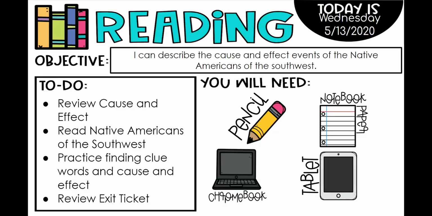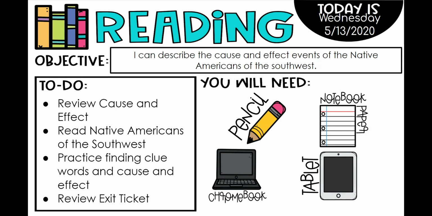So here we go. Let's get started with today's reading lesson. Today's reading objective is to be able to describe the cause and effect events of the Native Americans of the Southwest. So as you watch this video, you will need a piece of paper and a pencil to take notes on the different events as I read aloud. If you don't have those things, go ahead and pause the video now, go get them, and come back when you are ready. You'll also need a Chromebook or a tablet to take your exit ticket at the end of today's video.